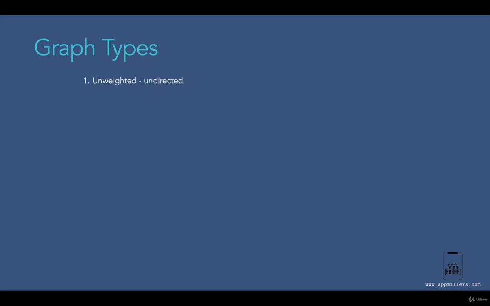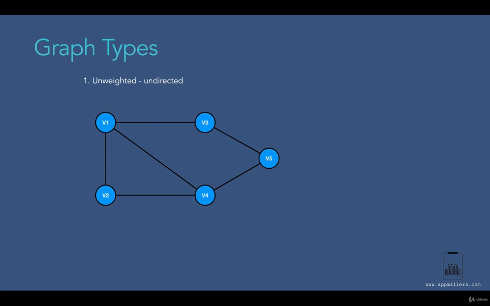Now the first category is unweighted undirected graph. This graph over here is an unweighted and undirected graph because there is no weight associated with the edges, and there is no special direction. This means that from V1 we can go to V2, and from V2 we can come back to V1. For example, from V4 we can go to V5, and from V5 we can come back to V4. So in this case there is no specified direction, so that's why this is undirected, and there is no weight associated with this graph, that's why it is an unweighted graph. So let's continue to the next category.